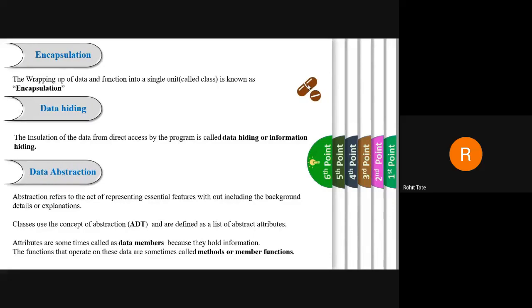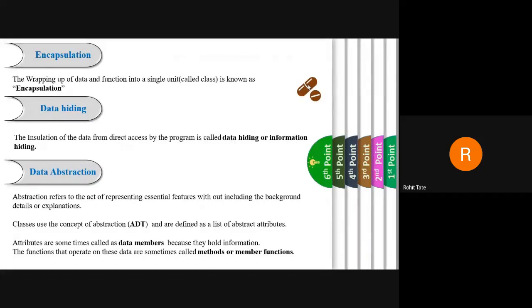Now, these two entities, data members and member functions, are the two attributes of a class. Henceforth, I will call the variables of a class data members and the functions of a class methods or member functions.